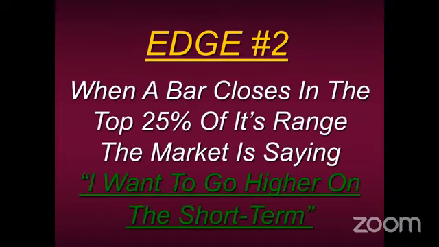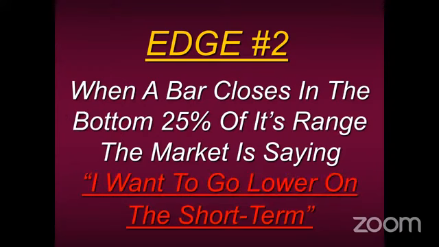When a bar closes in the top 25% of its range, the market, not some guy on TV, not some guy in a webinar on Saturday morning, but the market is saying, I want to go higher on the short term. Conversely, when a bar closes in the bottom 25% of its range, the market is saying, I want to go lower on the short term. All right, so what does this mean? A lot of people get confused by top, bottom 25%.